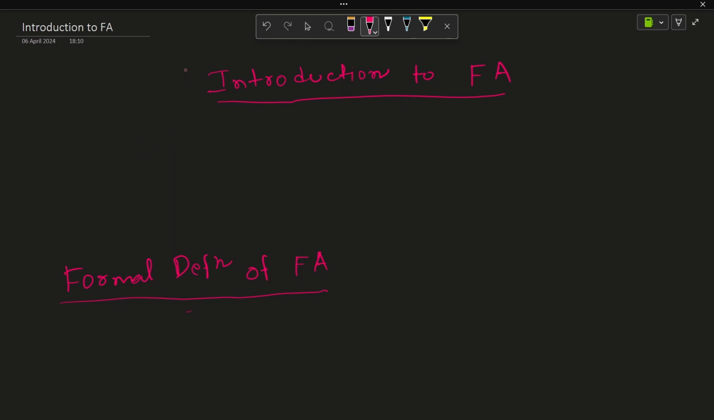So in today's lecture, we will understand finite automata. So let's start. What is finite automata? FA means finite automata. What do you mean by finite automata?